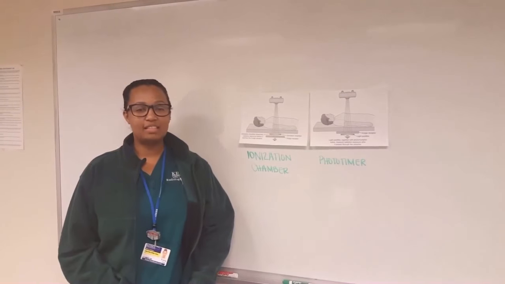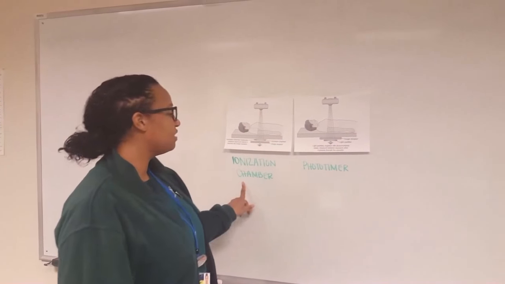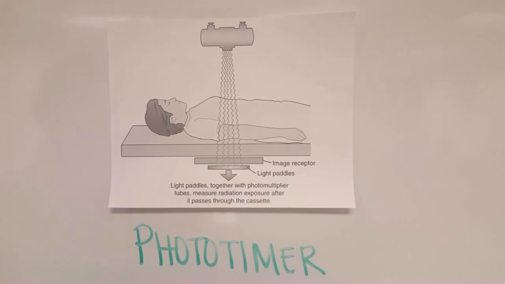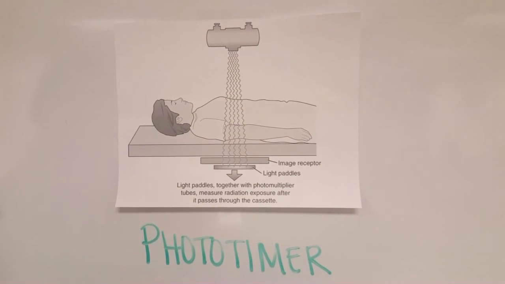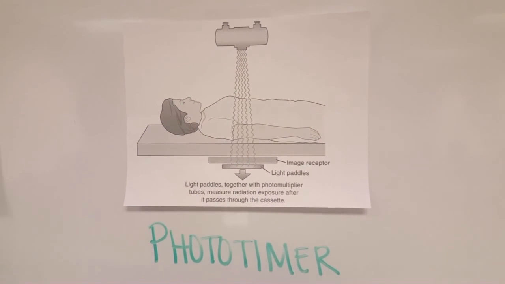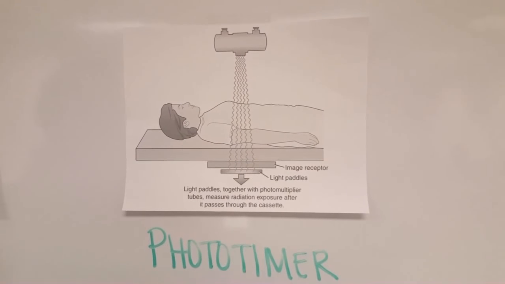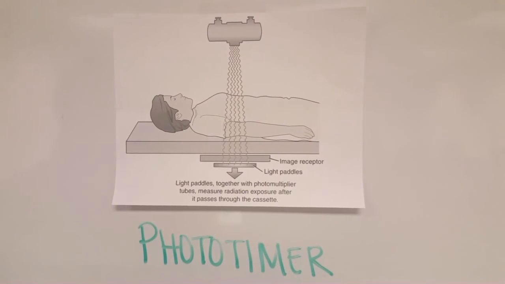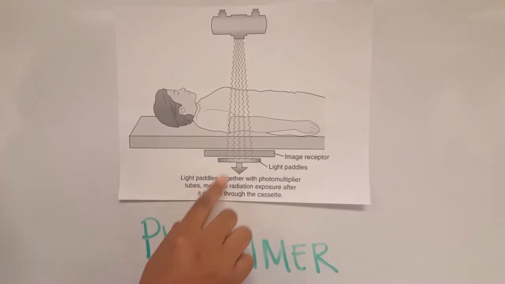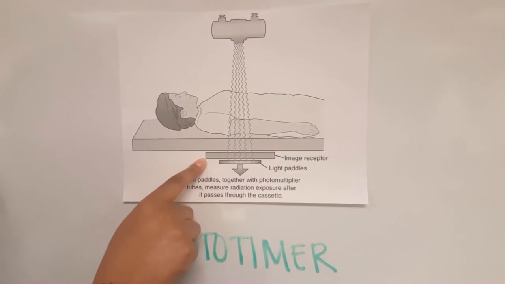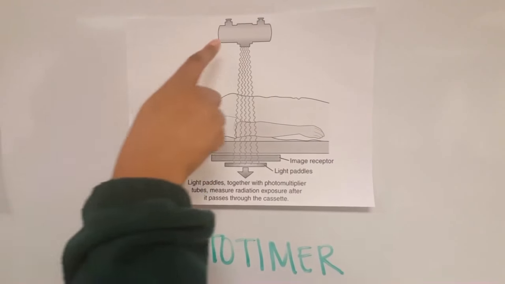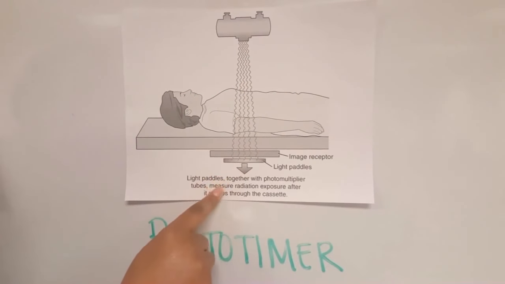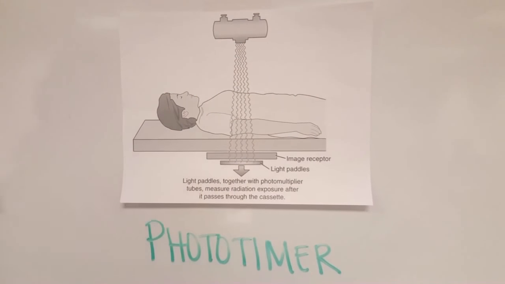So there are 2 devices that do this, the ionization chamber and the phototimer. When using the phototimer, light paddles coated with fluorescent material along with a photomultiplier tube convert the radiation being received into electrical energy. With the phototimer, the light paddles are placed behind the image receptor. So the radiation hits the image receptor before getting to the light paddles and being detected by the sensors.